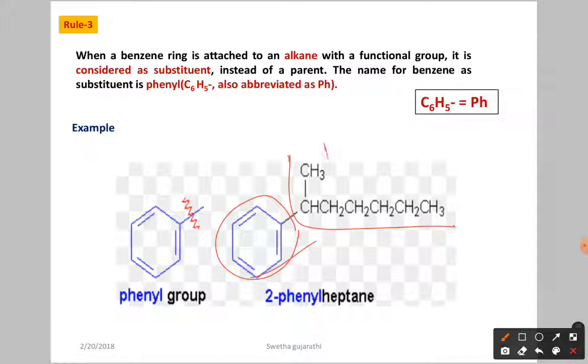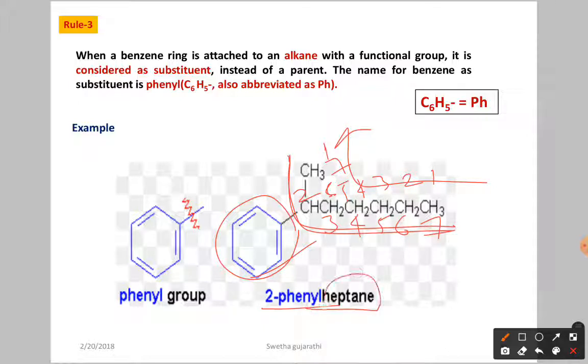Now you have to give the numbering in such a way that the substituent gets the lower number. If you move in this direction, it is going to get the second number. If you move the other way, 1 2 3 4 5, 6 or 7, it is going to get number 6. As we already told, the substituent has to get the lower number. So now the nomenclature is 2-phenylheptane. Heptane, why? Because it is the parent chain. So it is attached to the alkane group, which means you have to write phenyl, not benzene.